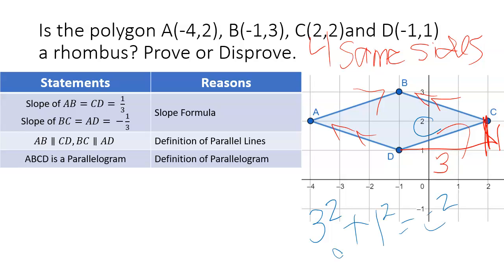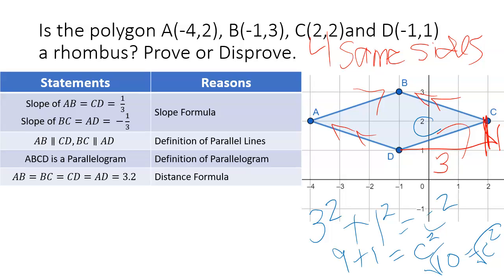3 squared is 9. 9 plus 1 equals C squared. And then, sorry, this is kind of in the corner, I'm going to have 10 equals C squared. And then I want to take the square root of both 10 and C, which is 3.2. So I can repeat this for the other four sides, and it'll all give me 3.2 for this shape. So I can say AB equals BC equals CD equals AD equals 3.2.